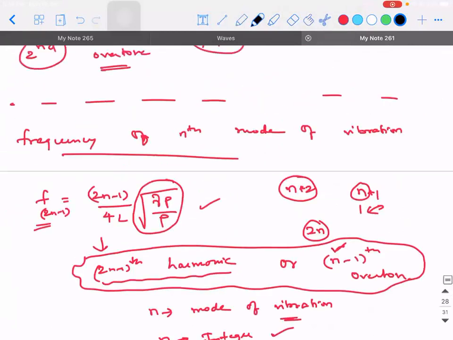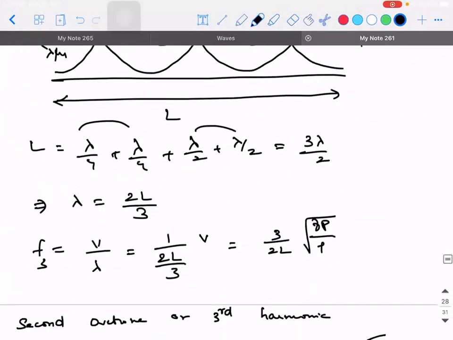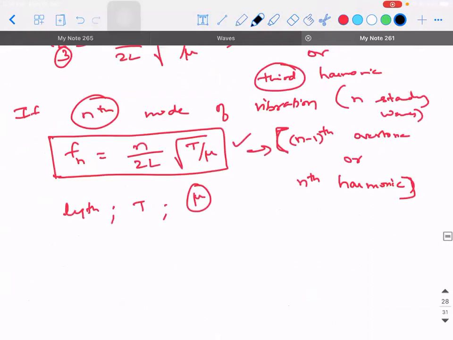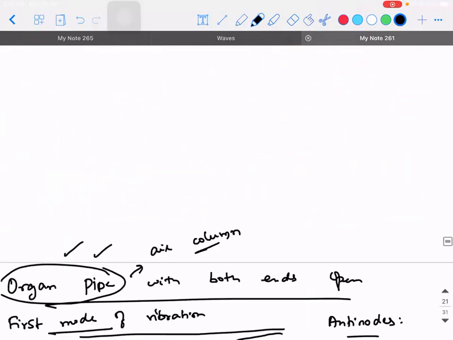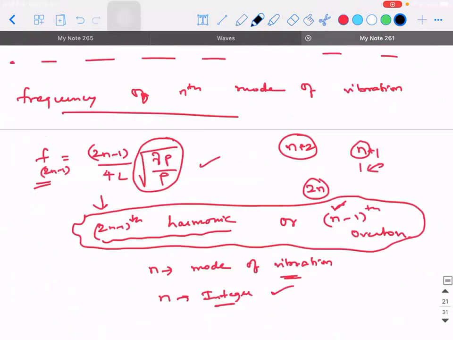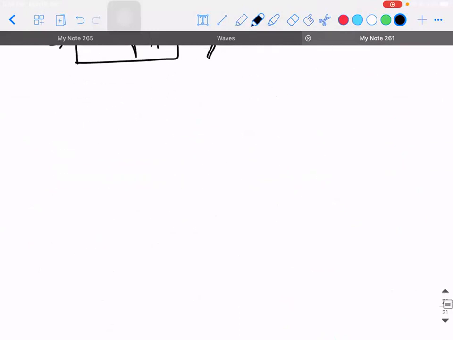So here I wrote, no, this is what I wanted to show. One minute. Where is it? Here I wrote, no, root of t by mu, because this was also a concept related to string. Okay. Next. Can I move on to the next one?